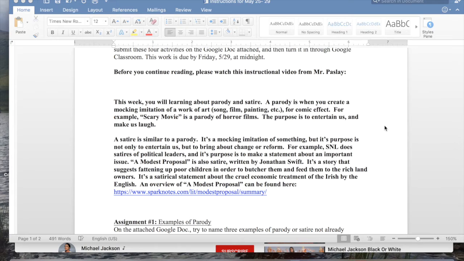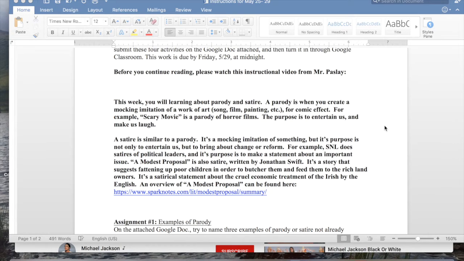Satire is to entertain us and make us laugh, but underneath it there's some kind of a statement to bring about change or reform. For example, SNL does satires of political leaders, and its purpose is to make a statement about an important issue. All right, so those of you that know SNL and you see their parodies and their satires are making a statement about something.